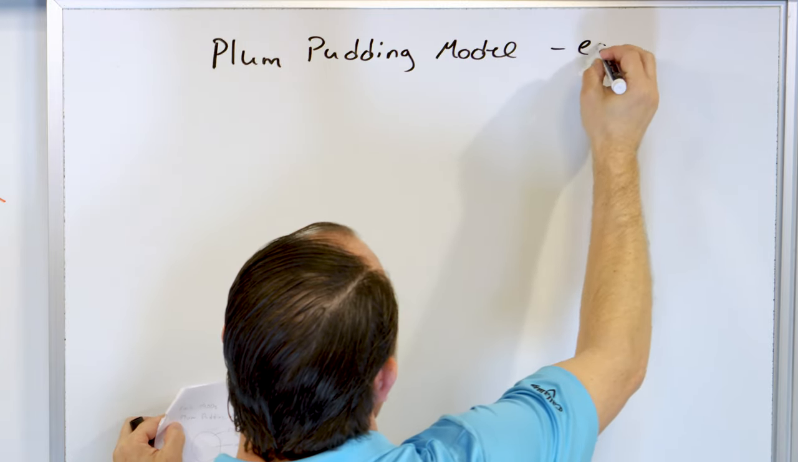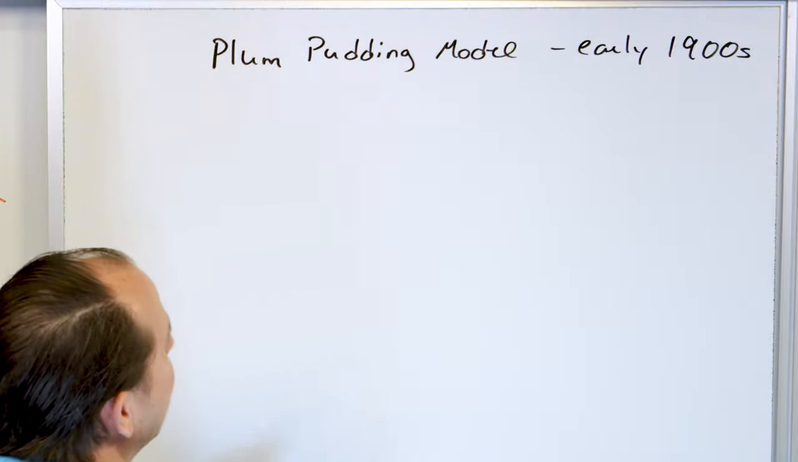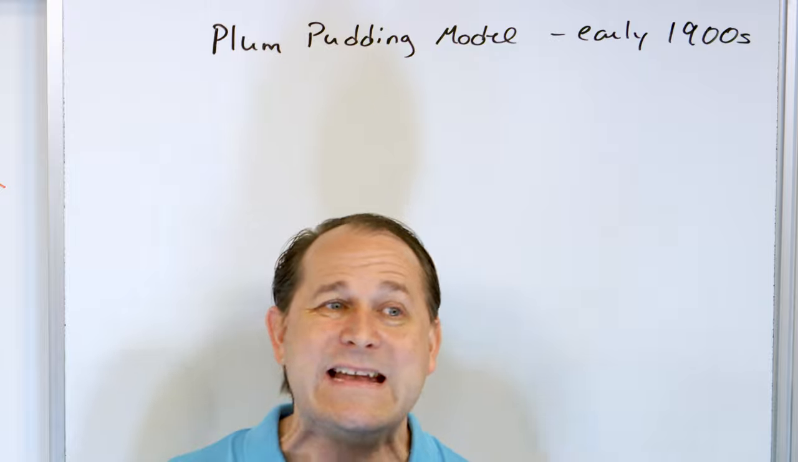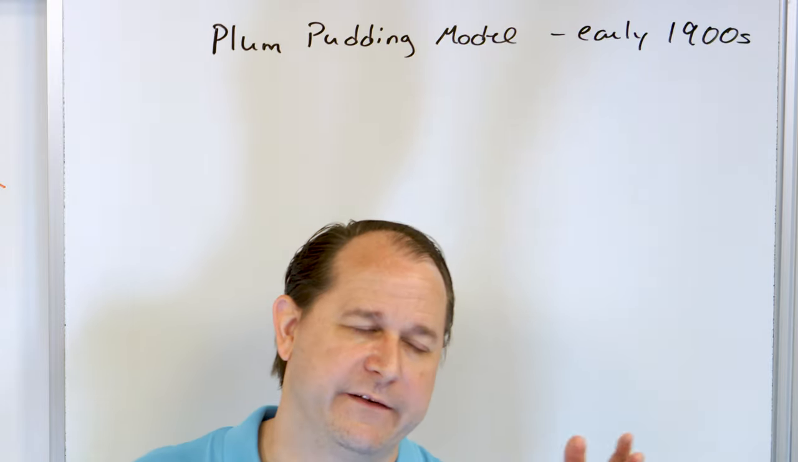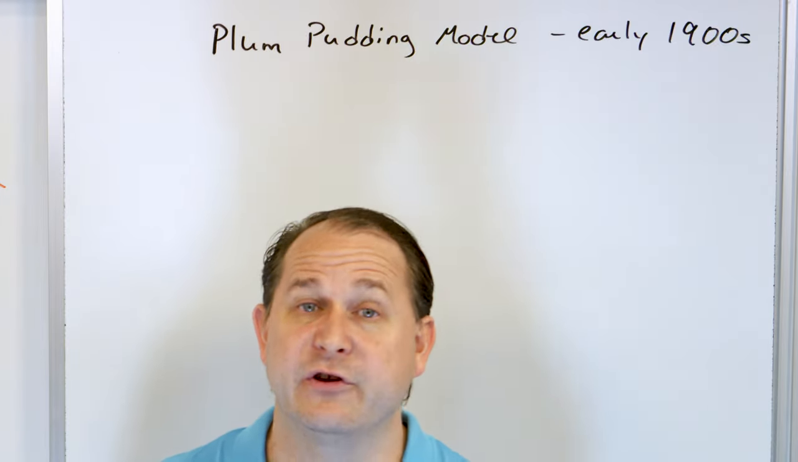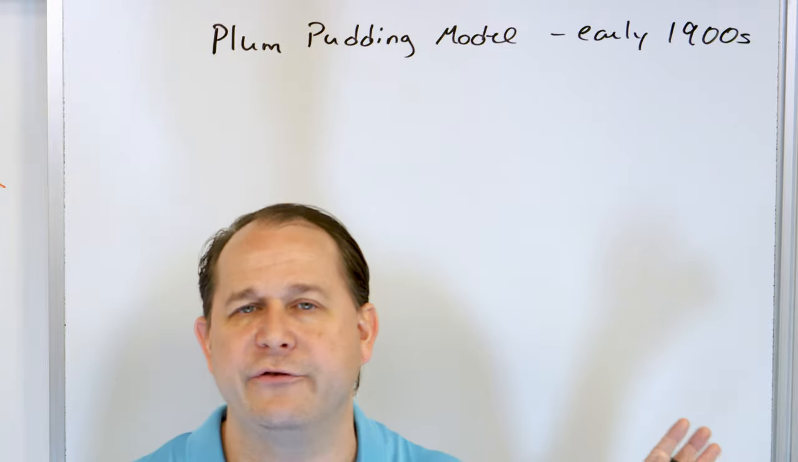And this is the early 1900s. I want you to stop and think about that. Early 1900s was just over 100 years ago. We didn't even know what an atom was. And now we not only know what an atom is, even though we don't really know, but we know a lot more about it, that we can build lasers and computer chips and all these things. We could not do those things if we didn't understand what an atom is.